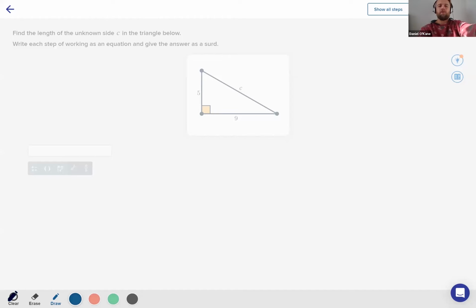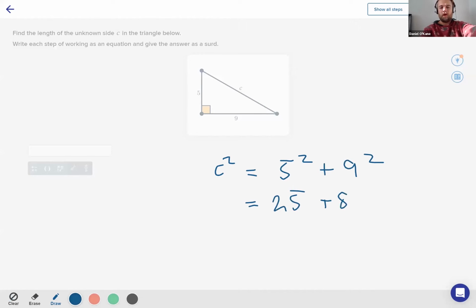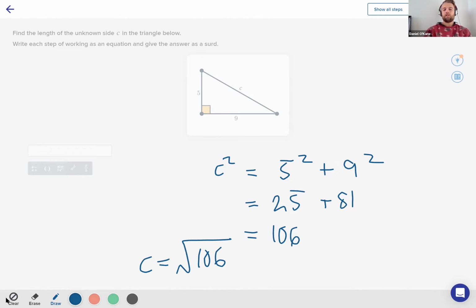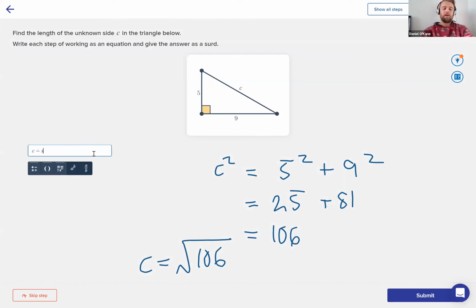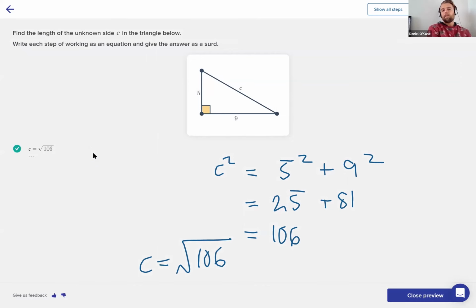Remember, Pythagoras' theorem says that the square of the hypotenuse, which we don't know, is going to be the sum of the squares of the other two sides. So 5 squared plus 9 squared. Some people in the chat box wrote 25 plus 81, which is equal to 106. So that means c equals the square root of 106 when we take the square root of both sides of the equation. Now, you can't evaluate the square root of 106. Sometimes you can simplify these surds, but this is an example of a surd that cannot be simplified. So this answer as a surd is just the square root of 106.